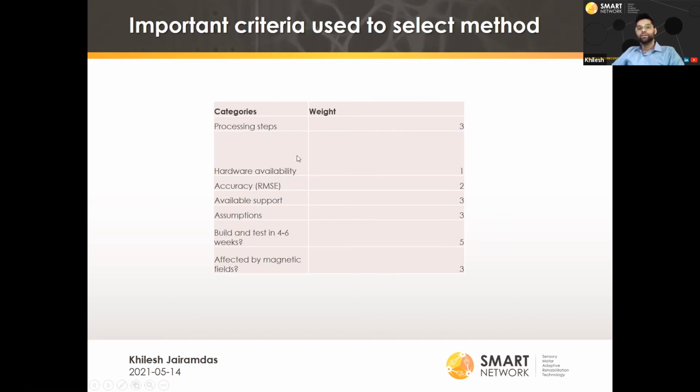Hardware availability, we either have everything we need to get all of these measures, or the parts that we require in addition are just cheap and common. So that's not a huge differentiating factor. That gets an importance of 1 out of 5.